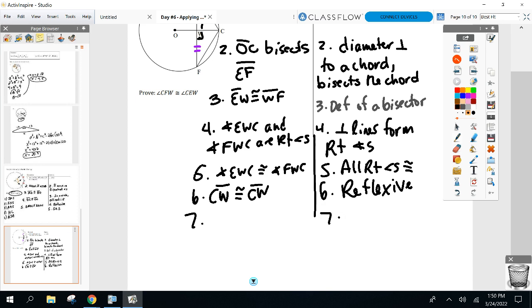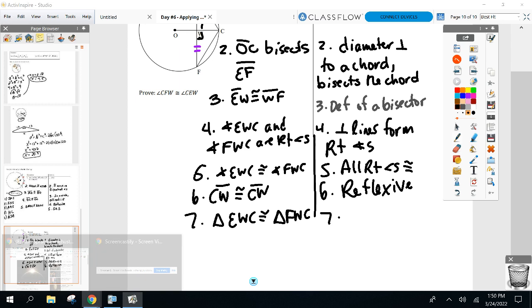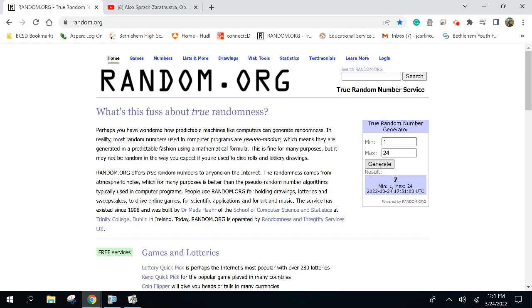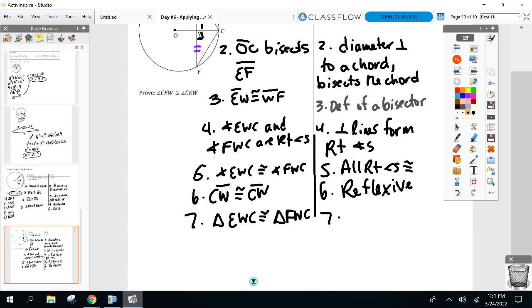And I think we got enough now to say the triangles are congruent, right? Triangle EWC congruent to FWC. What method you got for me? Yep. And then go ahead and let it roll off the tongue.